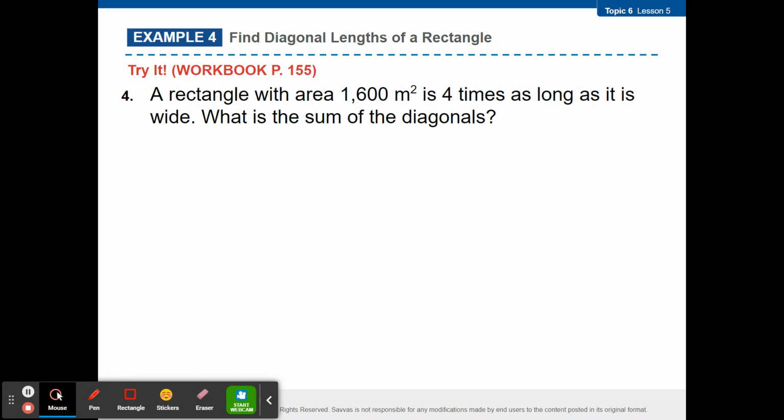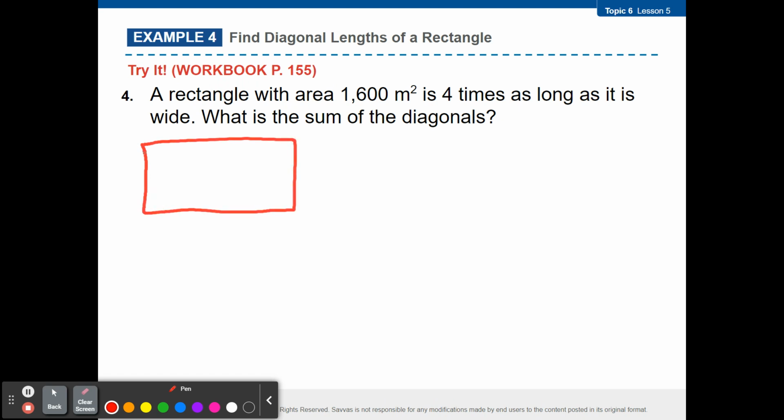Okay, so if we take a look at this, it says a rectangle with area 1,600 square meters is 4 times as long as it is wide. What is the sum of the diagonals? So the first thing I'm going to do is I'm just going to draw my rectangle. Now it's telling me that it is 4 times as long as it is wide. So everything is going to be based off of the width.